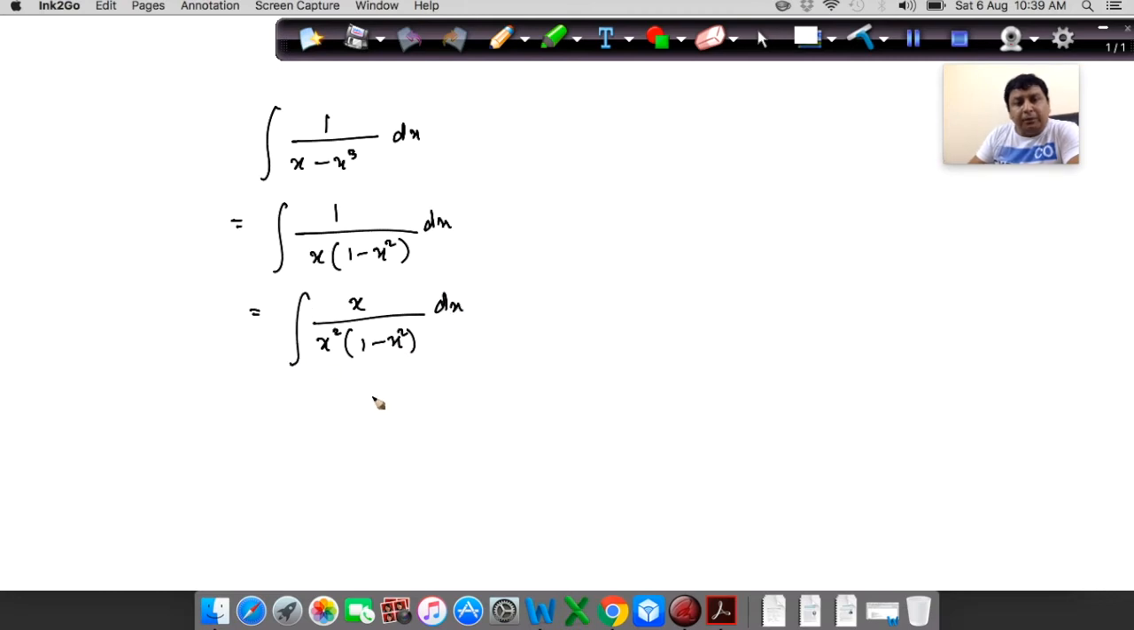So now I can take t equals x square. So dt will be equal to 2x dx. Now your integral will change to half, because of 2x dx. I have already an x here, so it will be dt upon t and 1 minus t.